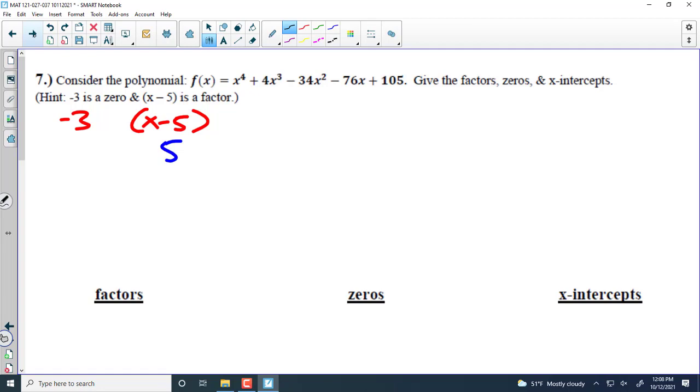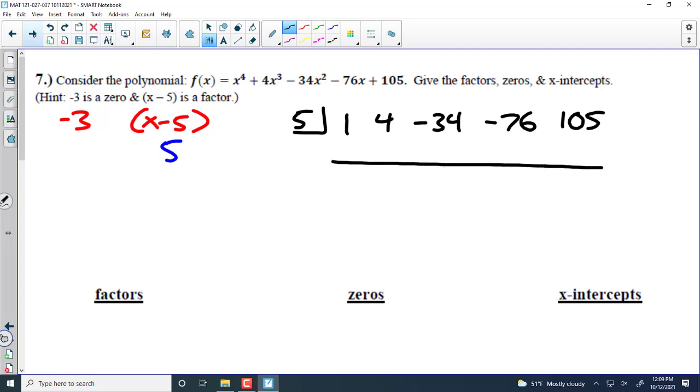So I'll do 5 first. And because I was promised on this problem that I was given a factor and a 0, I know that I should get a remainder of 0. If I don't, that means I made a mistake. 1, 5, 9, 45, 11, 55, -21, -105. It worked.